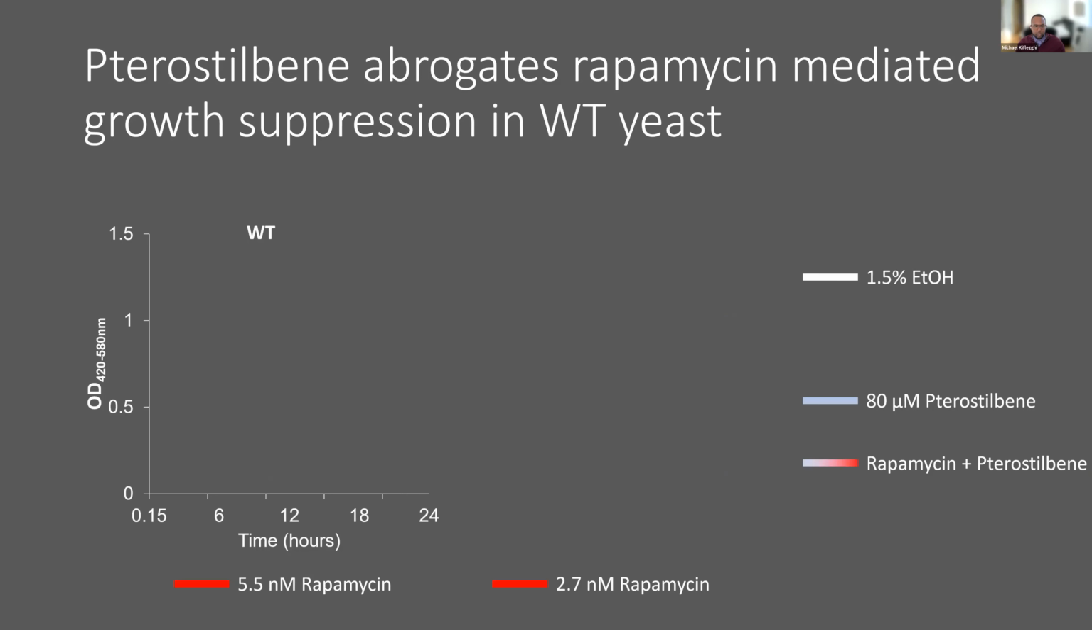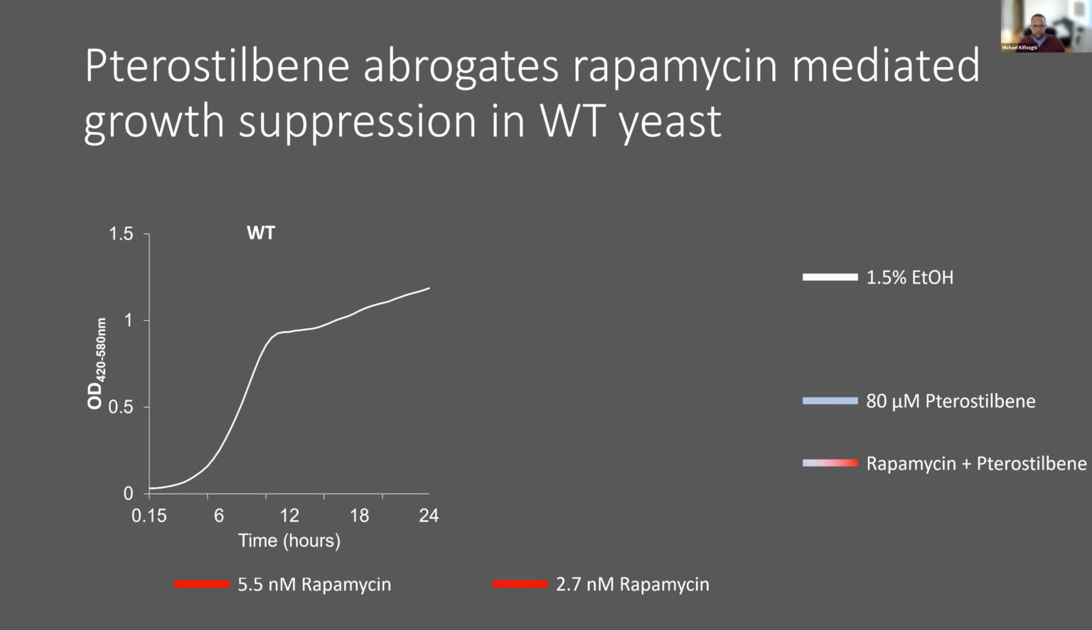My colleague Mitchell Lee, who you'll hear talk later, a graduate student in the lab at the time, now a postdoc, decided to try a combination treatment of rapamycin and pterostilbene to see how outgrowth might be affected. We were surprised to see that pterostilbene completely abrogates rapamycin-mediated growth suppression. It's as if the cells don't even see the rapamycin.